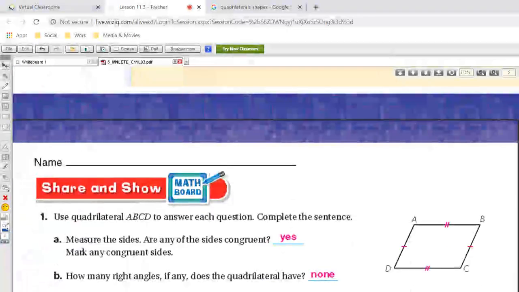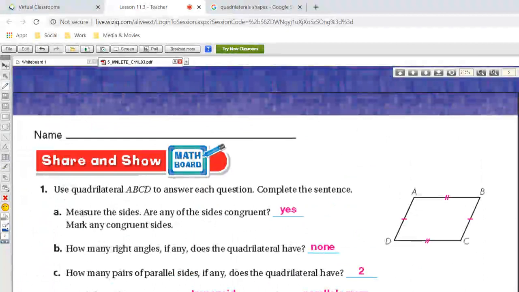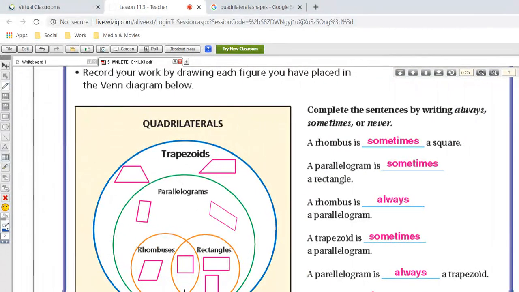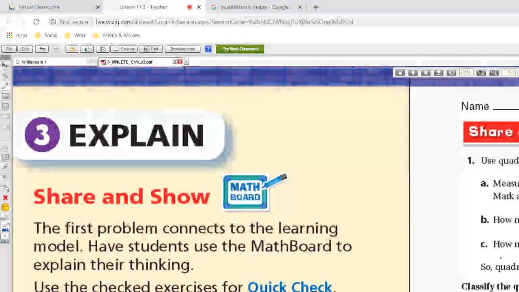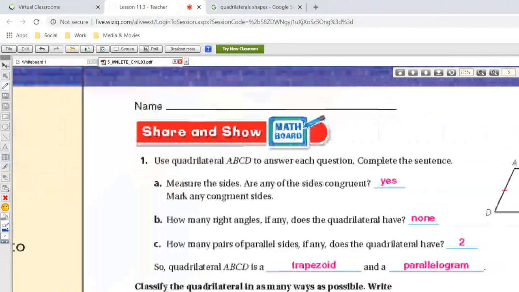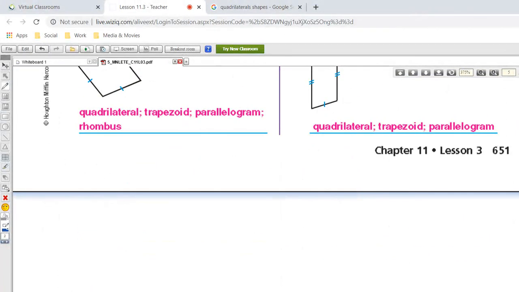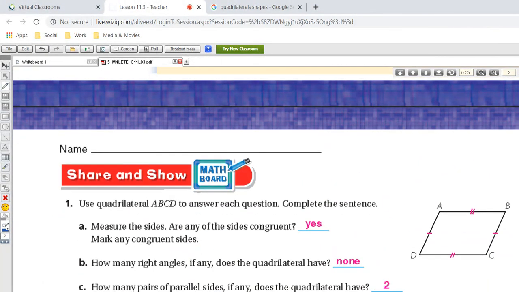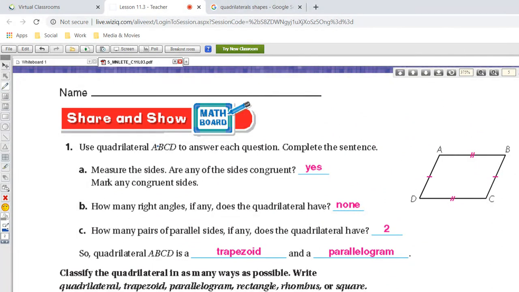Okay, guys, let's move to this page. Okay, forget about this page and move to the next one. We are here on page 651. Okay, skip 650 and let's move to 651. Use quadrilateral ABCD to answer each question. Complete the sentence. Measure the sides. Are any of the sides congruent?